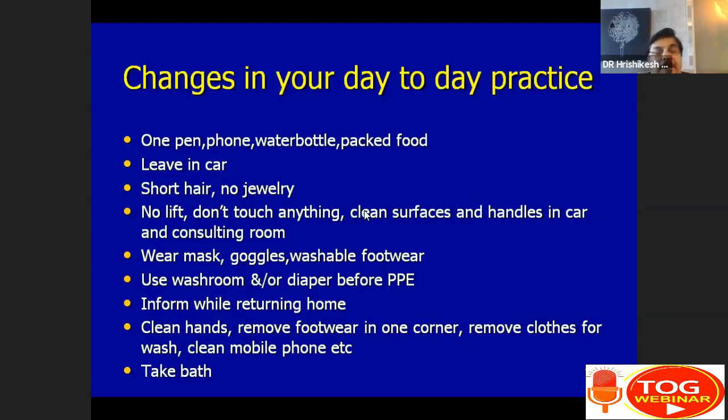You should try to avoid using the lift because there will be clustering in the lift. Don't touch anything. Clean the surfaces and handles in cars and consulting room. Wear the mask, goggles, that is protective glasses, washable footwear. Use washroom, and sometimes if you feel that you have to wear the PPE for a long time, some people also wear diapers. Of course, normally they use it when they are going into the ICUs where they cannot come out for 5 to 6 hours. But if you feel that you have got incontinence or something, you may use diapers.